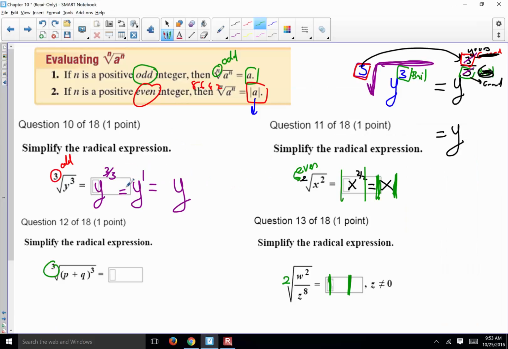Alright. Anything changes here? No. Look. It's odd. I don't need an absolute value. I will just do the prison guard relation, which is 3 over, divide this number by that. 3 divided by 3, it's 1. It's just p plus q raised to the 1. It's just p plus q.